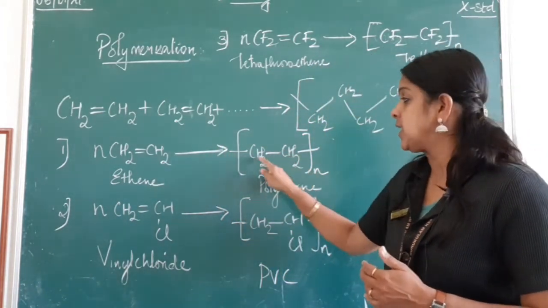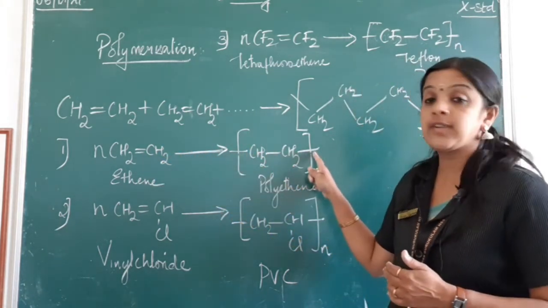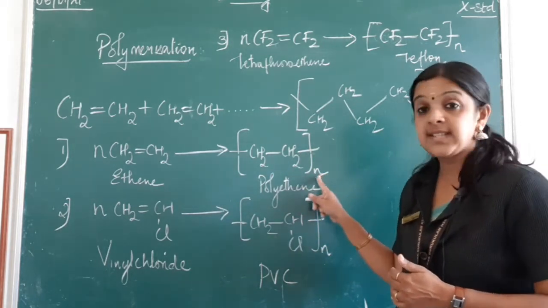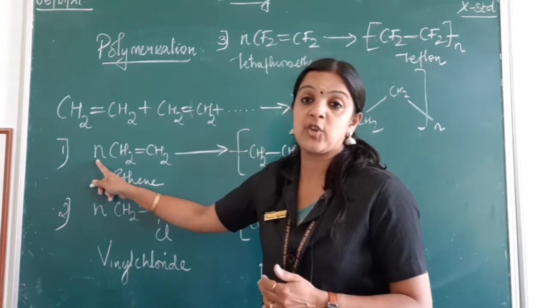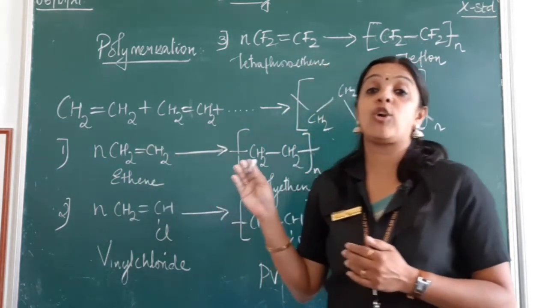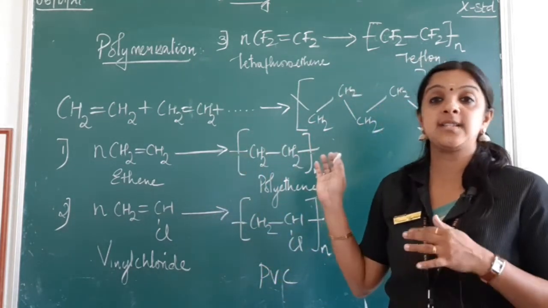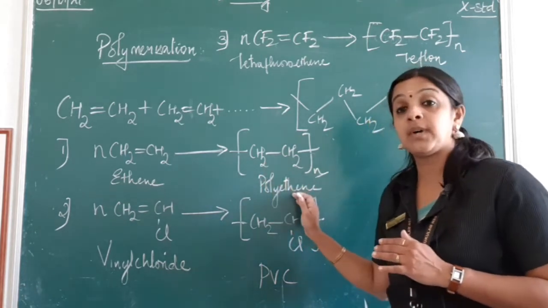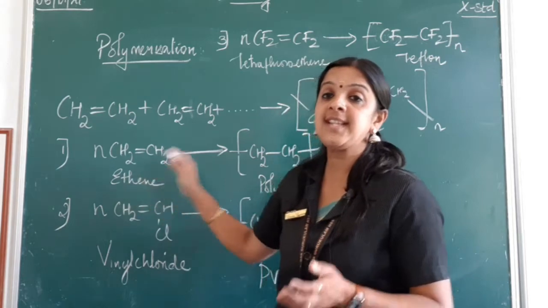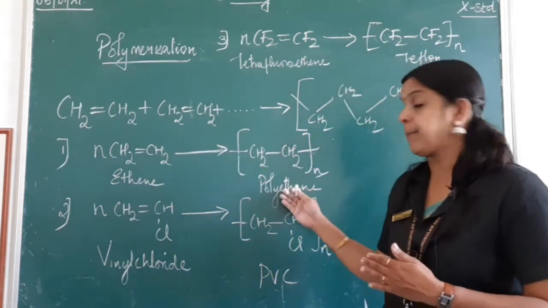When you are writing, you break the double bond and make it single, put 2 hyphens on the bracket, put a square bracket and write n here. This n represents the n molecules of my monomer. These simple molecules are called monomers and they polymerize to give the product which is called a polymer. So which is the monomer of polythene? Ethene. Or which is the polymer of ethene? Polythene. So ethene on polymerization will give me polythene.